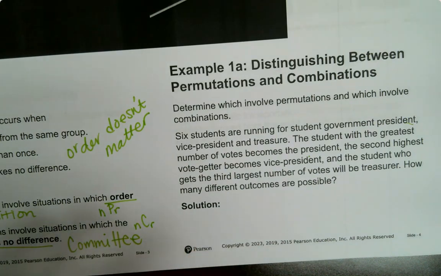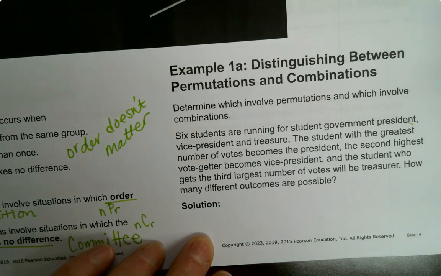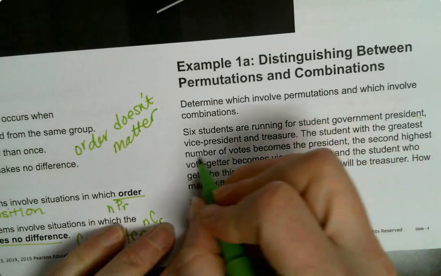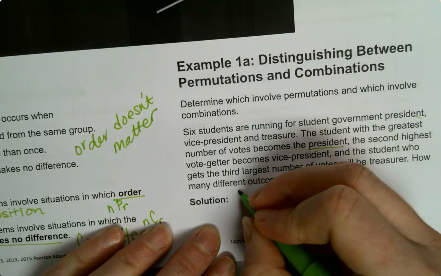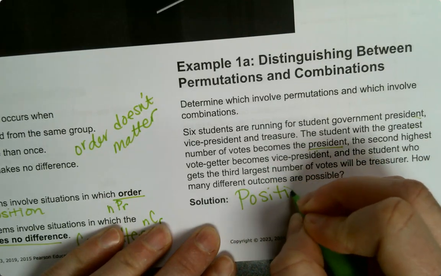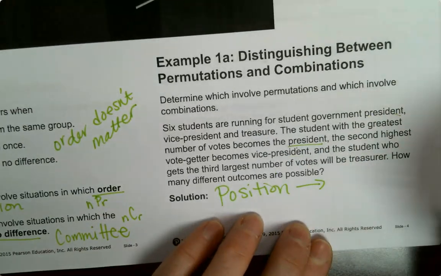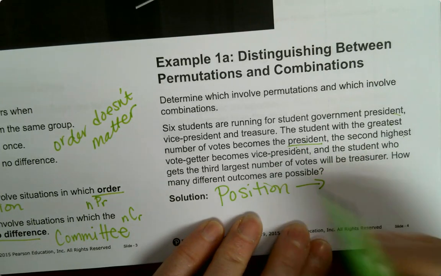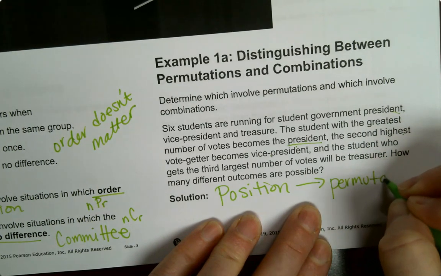We're not answering this. We are just deciding whether it's a permutation or a combination. So you'd have to ask yourself, is this about position or is this about a committee? Does order matter or does it not? The greatest becomes president. So this is all about position. The rank that you come in determines which office you get. So it's position, meaning we are doing a permutation.